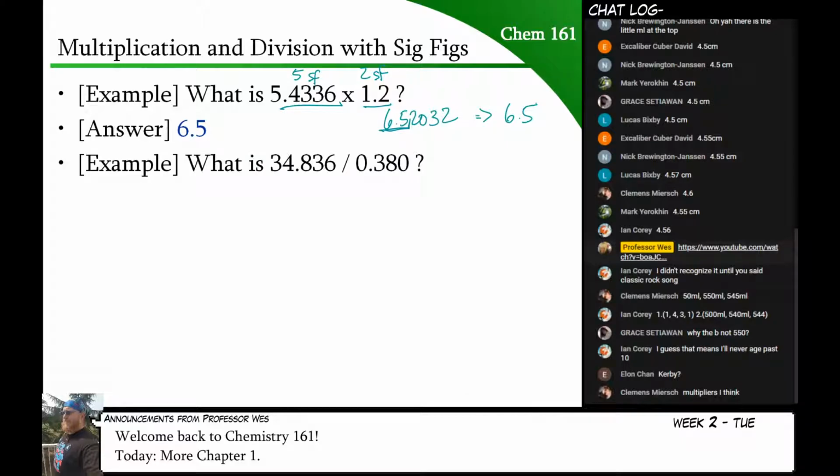All right. Division, exactly the same thing. Punch it in your calculator, then worry about sig figs later. So I got here 91.6736841. That's way too many sig figs. This is 5. This is 3. So my answer should have 3.